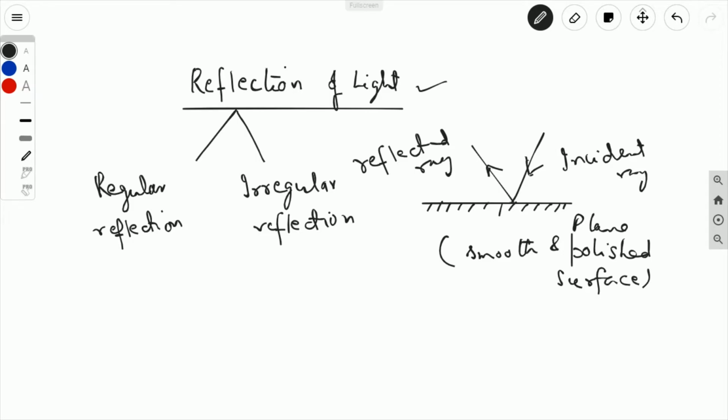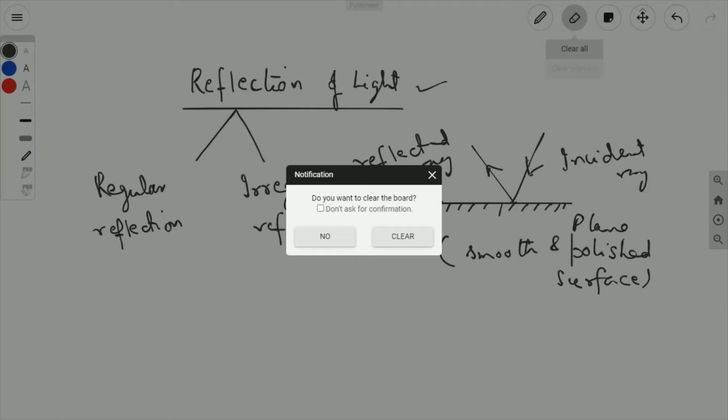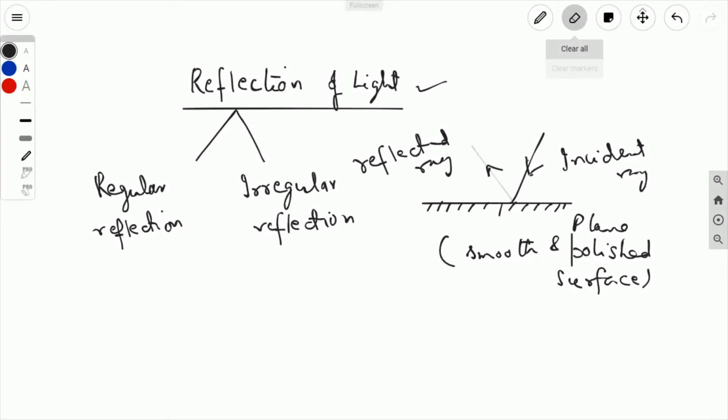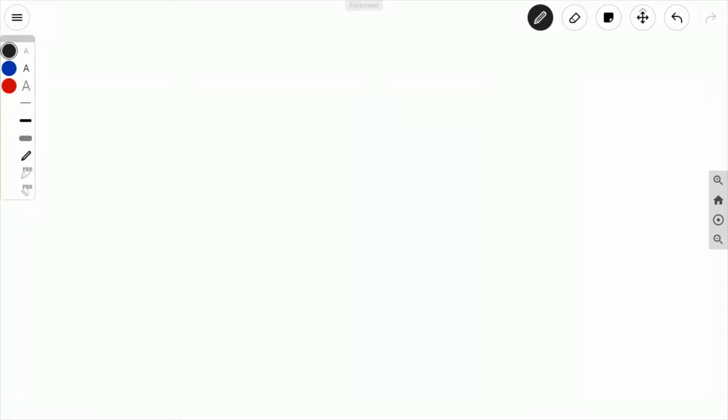Let's go to irregular and regular reflection. First, let's clear all that. First of all, we'll go to the regular reflection. What is regular reflection? In regular reflection, suppose we have a smooth and polished surface.